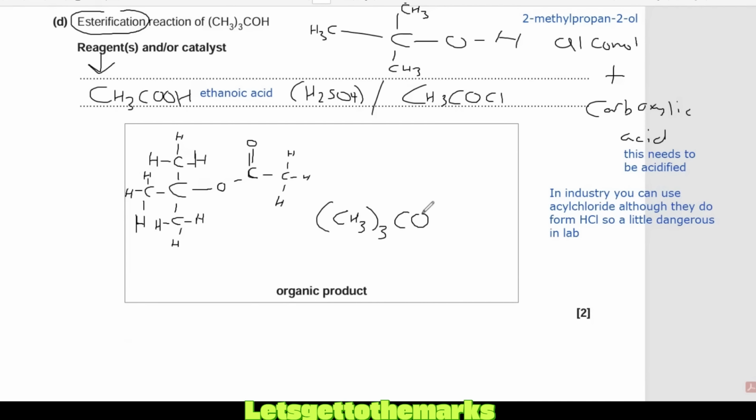Don't forget, if you're going to say that you're using a carboxylic acid, you must use an acid catalyst to acidify it. Okay, so you've either got to say with hydrogen ions, or with sulfuric acid, a suitable acid catalyst. Okay, this is the structural formula.